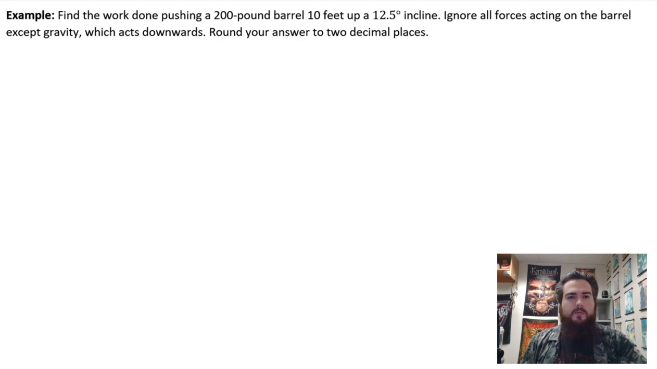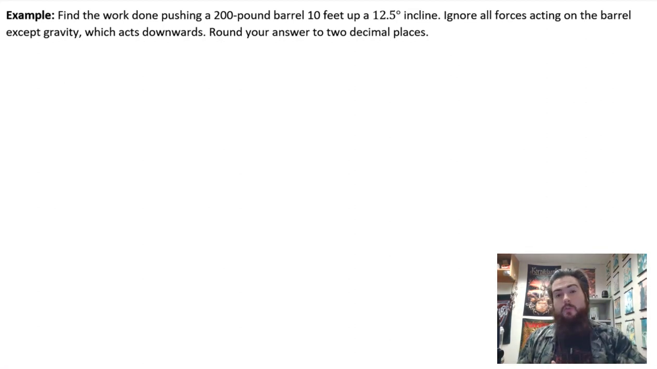In this example, we have to find the work done pushing a 200-pound barrel 10 feet up a 12.5-degree incline. We will ignore all forces acting on the barrel except gravity, which acts downward. Round our answer in foot-pounds to 2 decimal places.